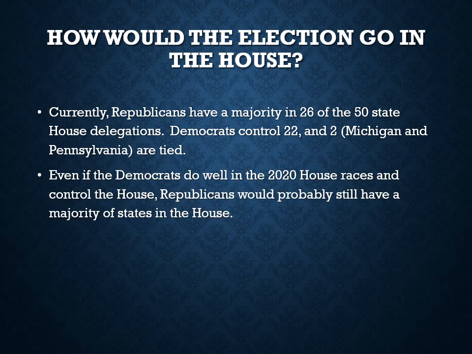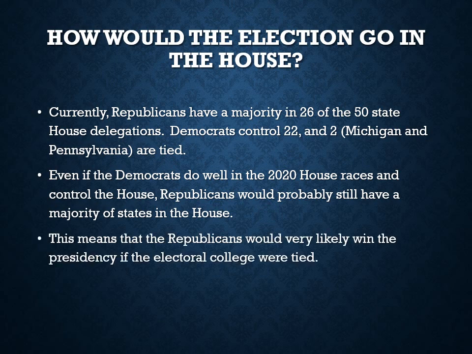Will that change in the election in November? It could. But even if the Democrats do well, probably the Republicans will still have a majority of states in the House. Because remember, Wyoming and Idaho and Montana have 3 times as much power in this election as California does, because it's voting by state. So if the Electoral College were tied, probably Republicans would win the presidency. But there's more to be said.